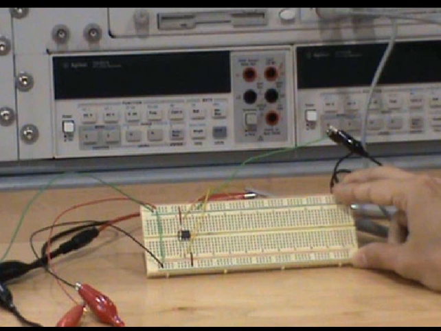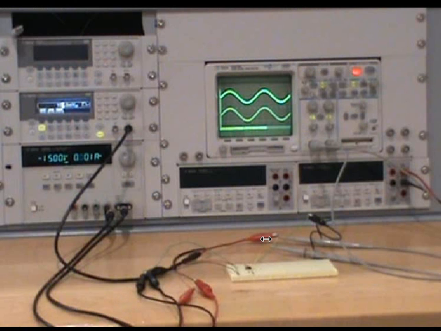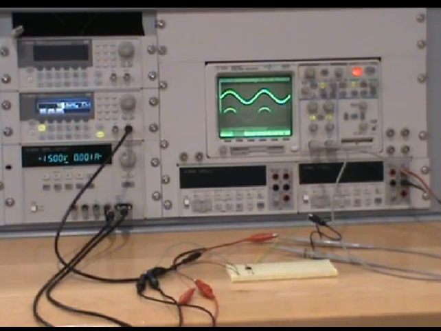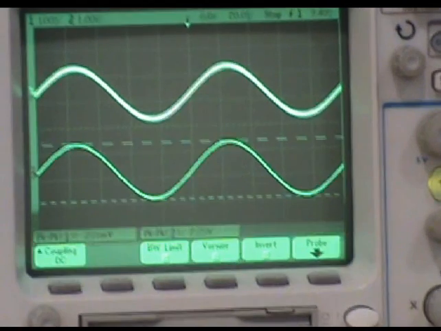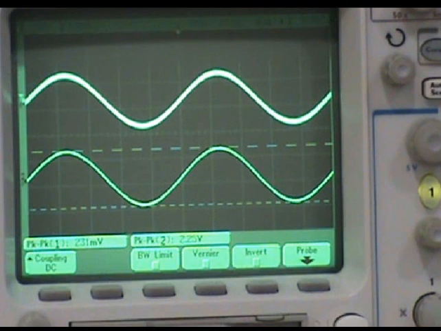Now connect all cables for the power supply, function generator, and oscilloscope. We show both the input and output signals simultaneously on the scope. Channel 1 is the input and channel 2 is the output.